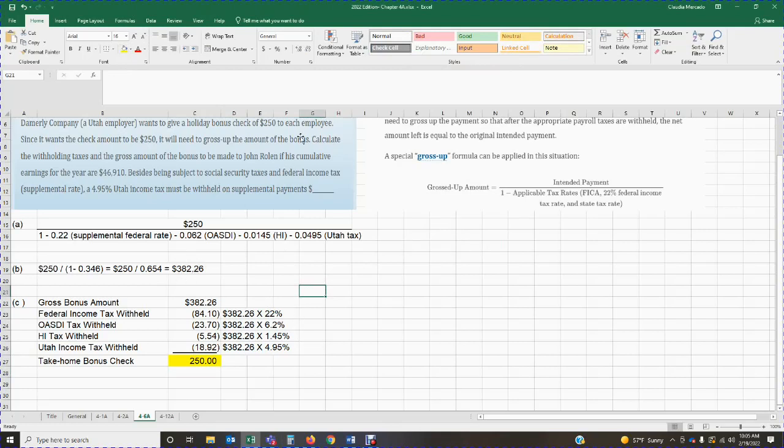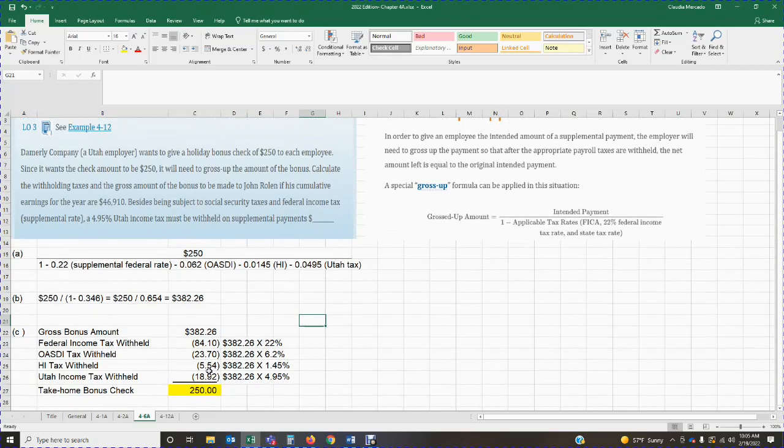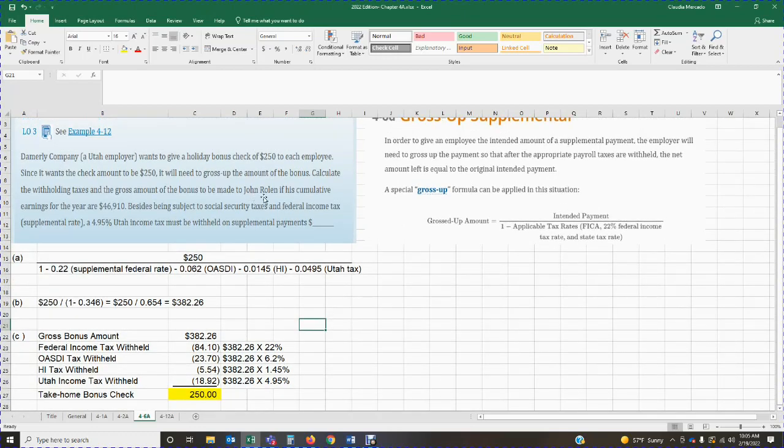For this particular employee, remember, if they go over the cap, then that calculation for OASDI will be different. But if the employee made less than the cap, this is what we have to pay each of our employees, $382.26, so they can take home a check for $250. Remember, when we are calculating bonuses in this particular case, the rate used for the taxes on that payment will be 22%, the standard rate.